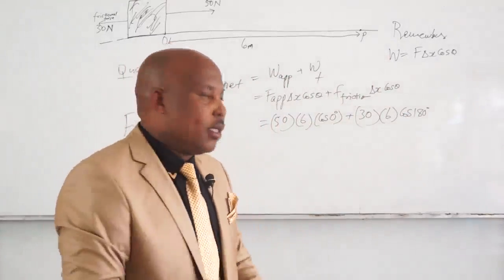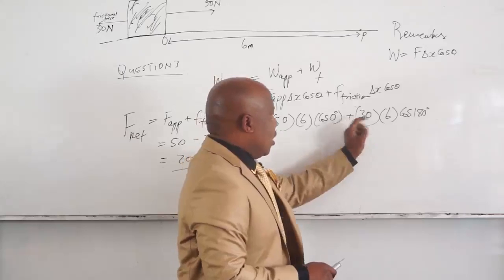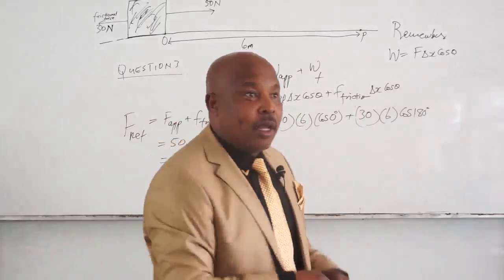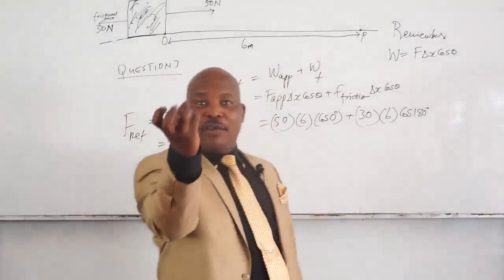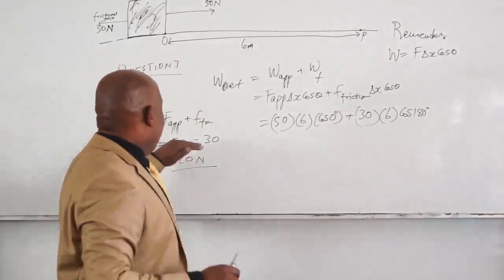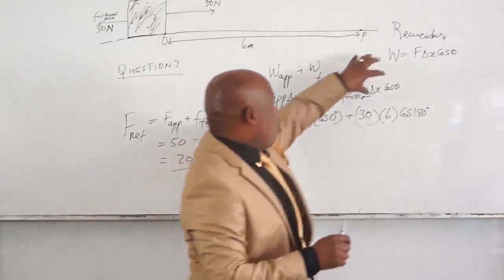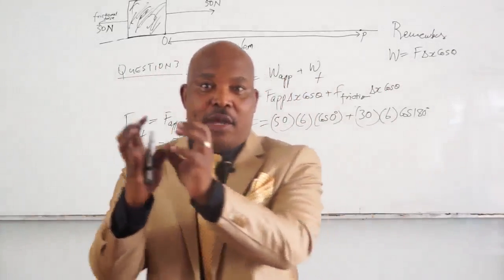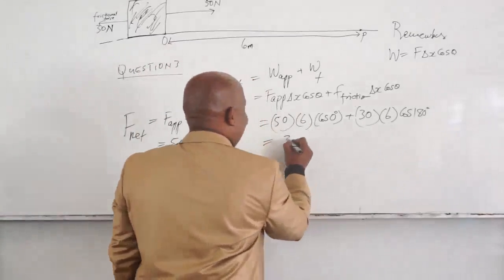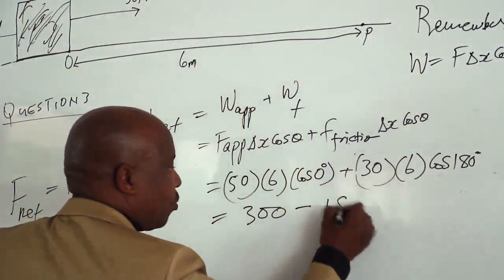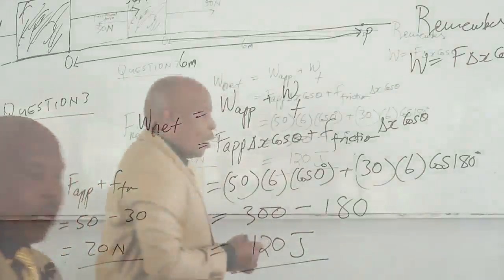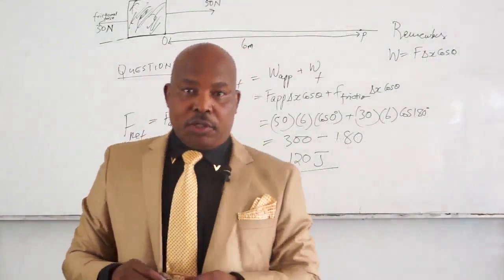What does that mean? It means you mustn't put minus 30 and also cos 180 degrees. Why? Because cos 180 degrees is giving negative 1, and then the minus 30 will give a positive answer. So be careful: when you do force, you put minus, but when you do work, you put cos 180 degrees, and your frictional force is the positive value. Therefore, we have 300 minus 180 Newton, which is 120 joule. Remember, the unit of work is joule, which is J.